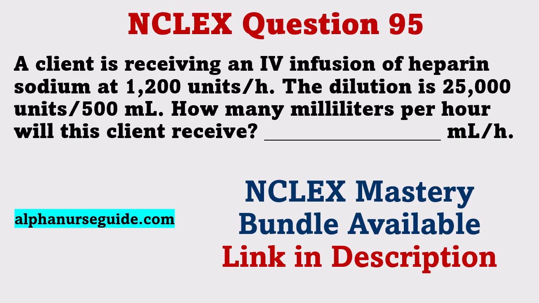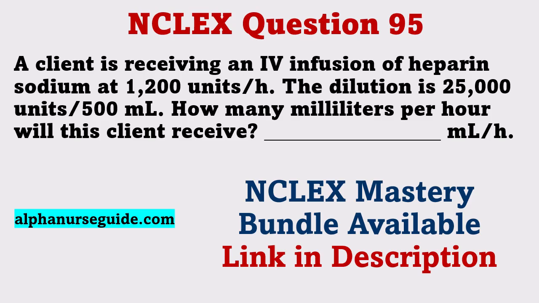The correct answer is 24 milliliters per hour. To solve this problem, first, calculate how many units are in each milliliter of the medication. The question gives us 25,000 units per 500 milliliters. 25,000 units divided by 500 equals 50 units. 500 milliliters divided by 500 equals 1 milliliter. So it's 50 units per 1 milliliter.